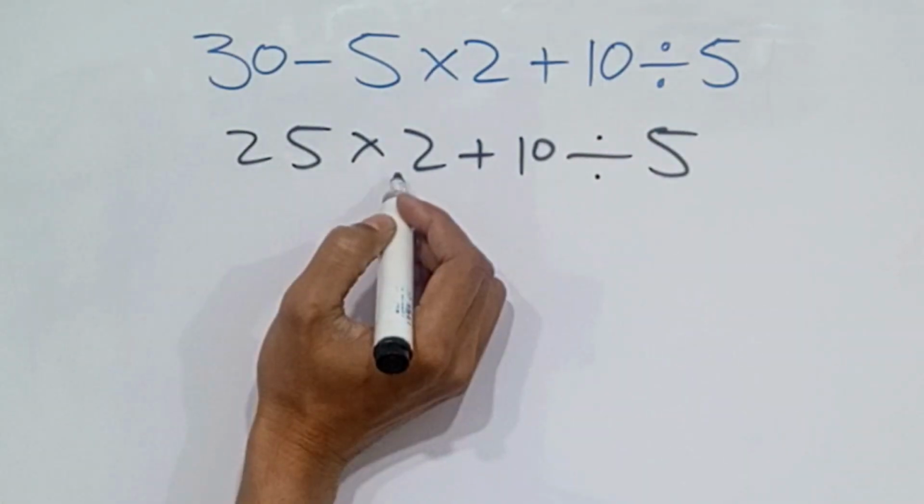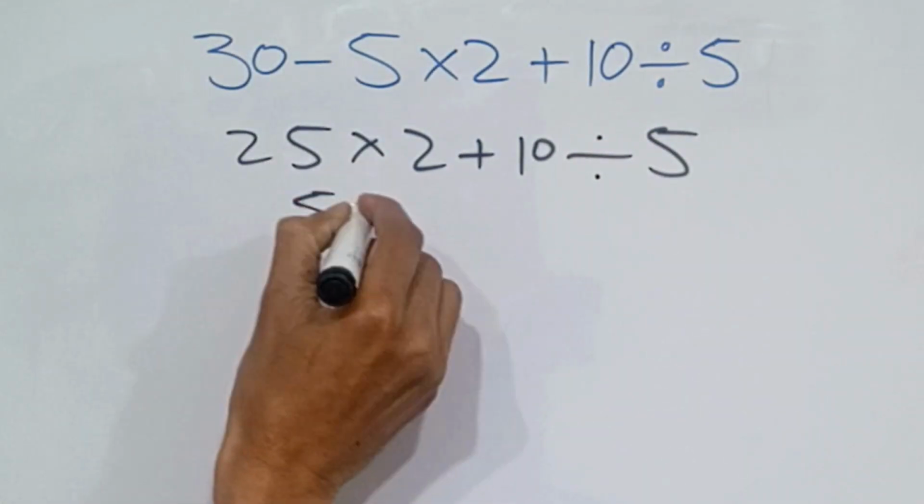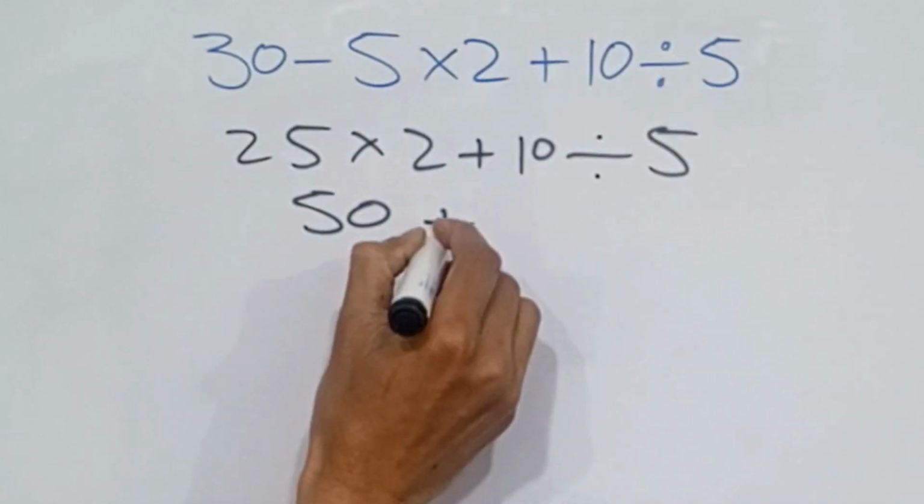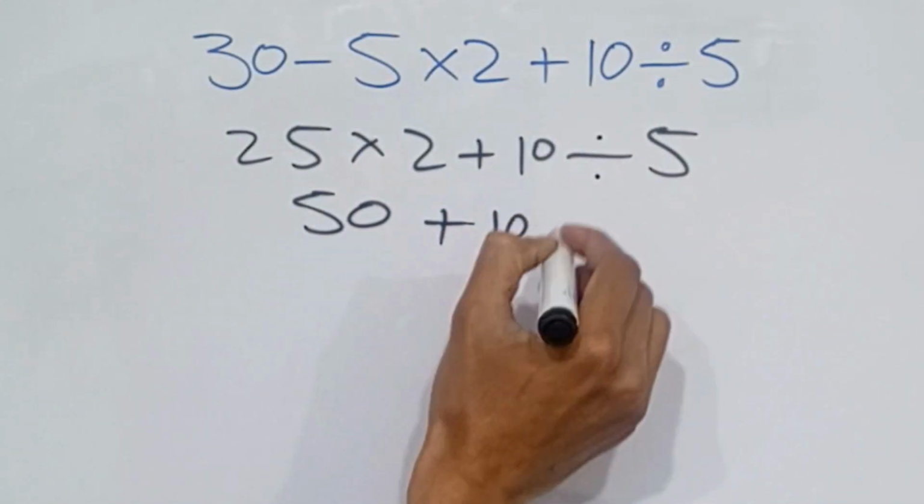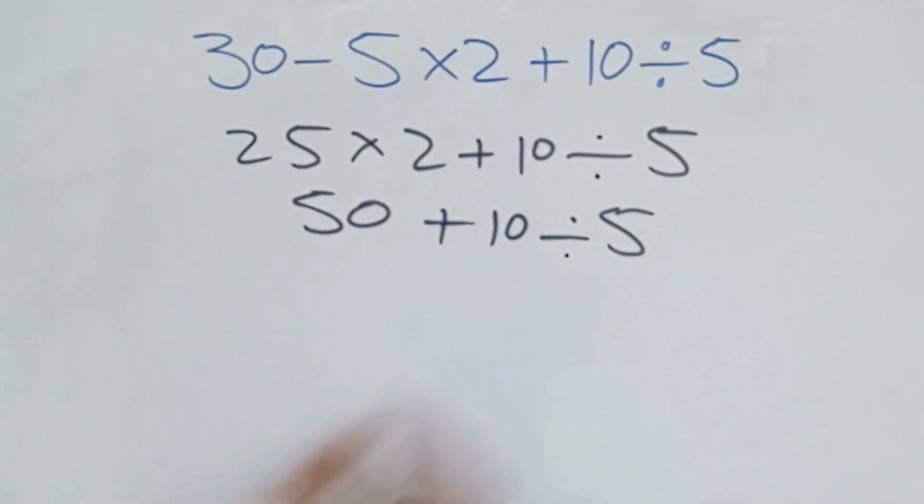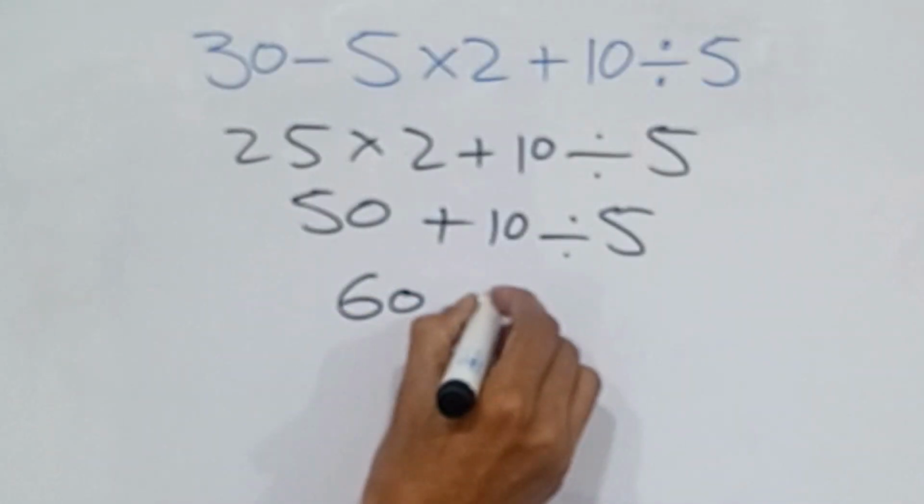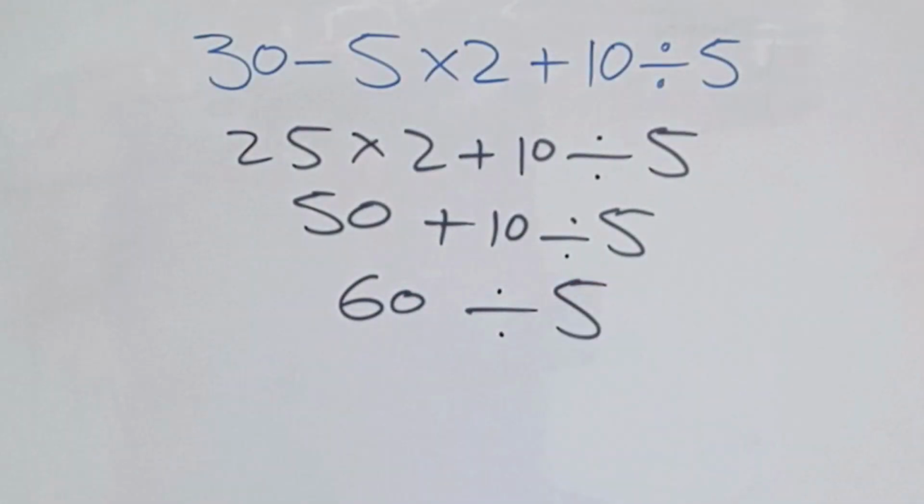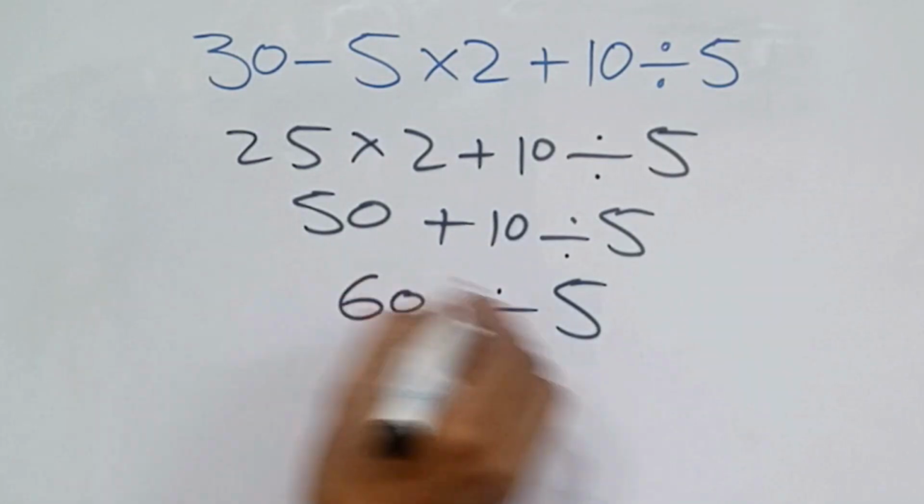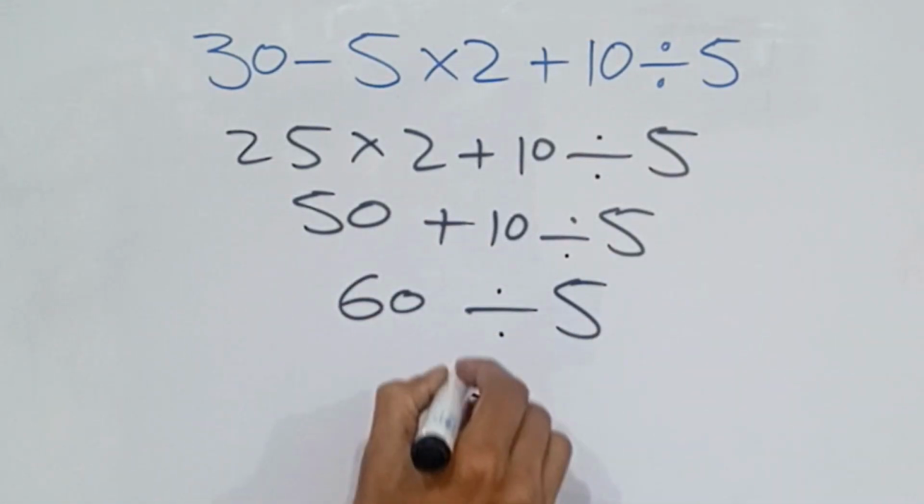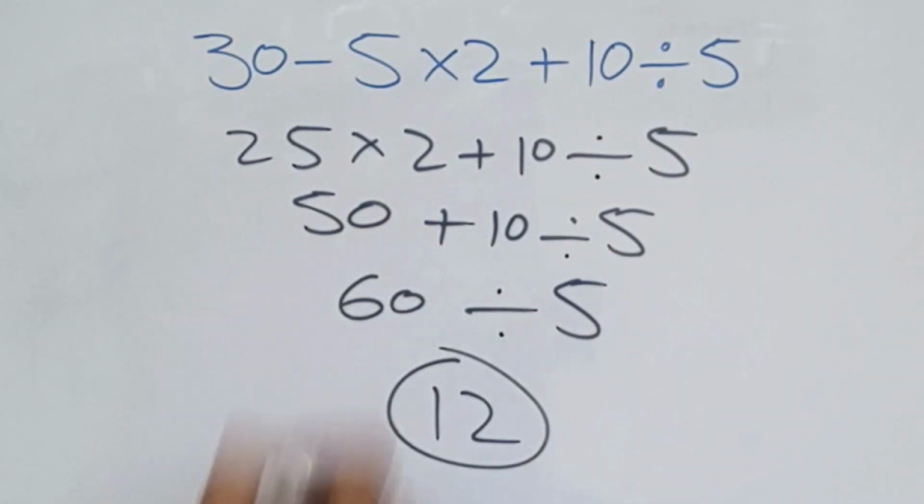Now 25 times 2 equals 50, right? Plus 10 divided by 5. Now 50 plus 10 equals 60 divided by 5. Now 60 divided by 5 equals 12. 12 times 5 equals 60.